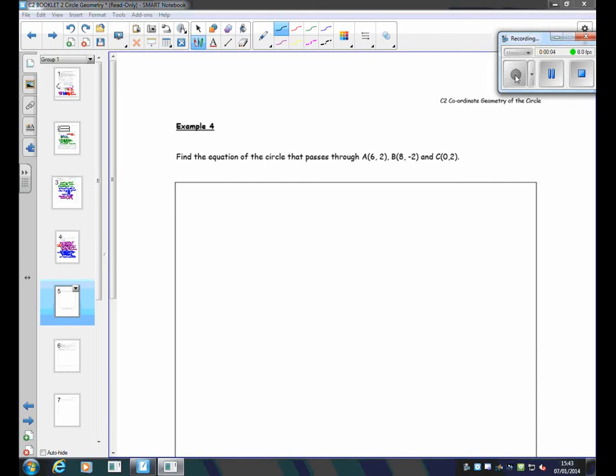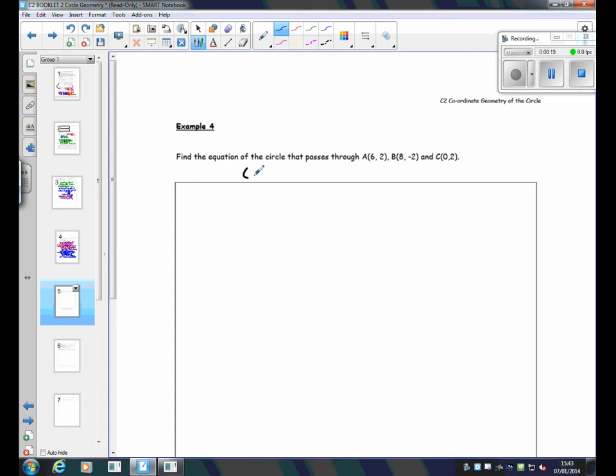C2, coordinate geometry of the circle, example 4. So there's two methods to doing this question. My favourite one is to create 3 simultaneous equations using this information.